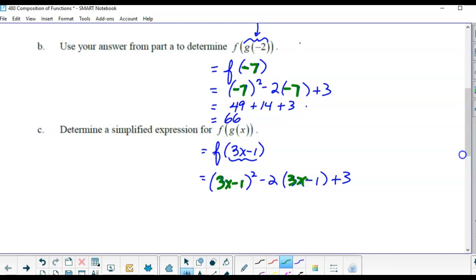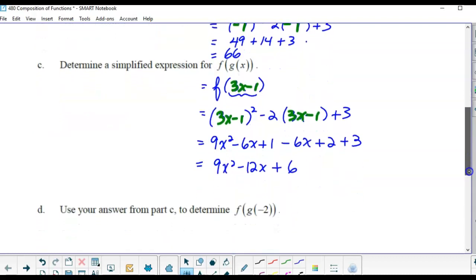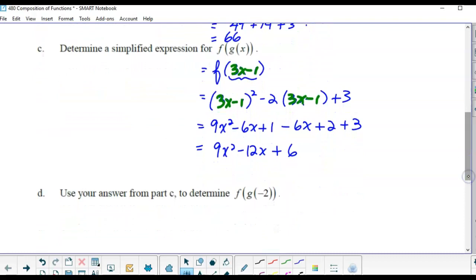So really, we replaced every x in f with 3x minus 1. So just be careful. Make sure you square this correctly. Expand this out correctly, and then collect like terms correctly. Okay, and then from that answer, from C, find f of g of negative 2.